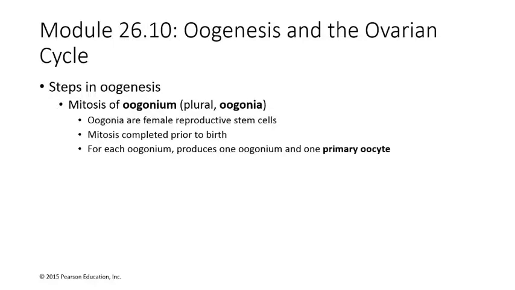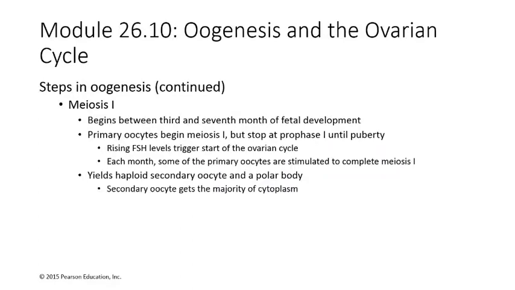So let's go through a few steps here. First of all, there's the oogonium. These cells are going to be the stem cells, similar to the spermatogonia. Remember, in the male we would have mitosis occurring to make another spermatogonium to replace the first one, and the other one, the B cell, would go on and make sperm through meiosis. Here, these oogonia are going to complete mitosis before birth. And each oogonium will produce one oogonium and one primary oocyte. That's similar to before, where we would have produced a primary spermatocyte.